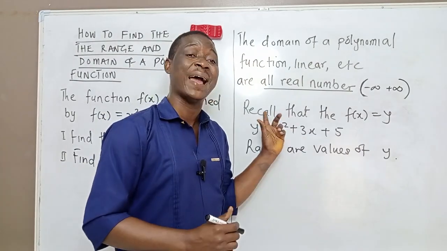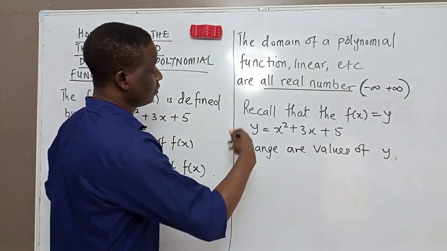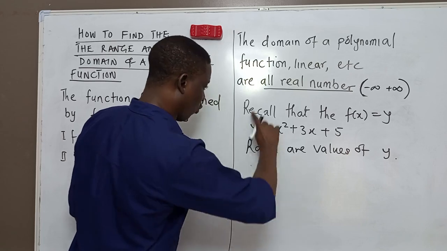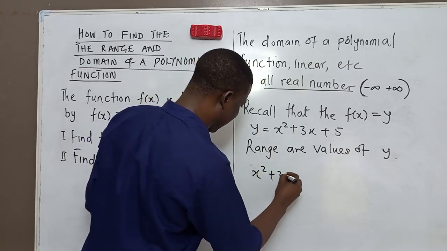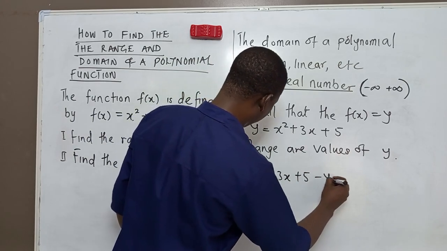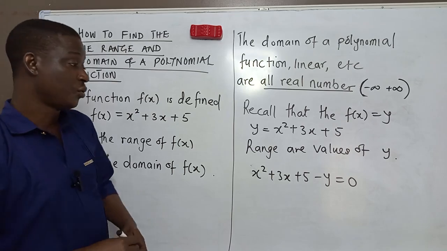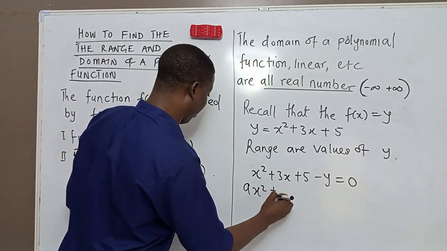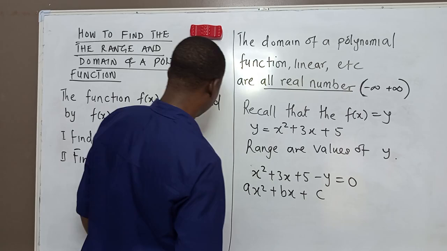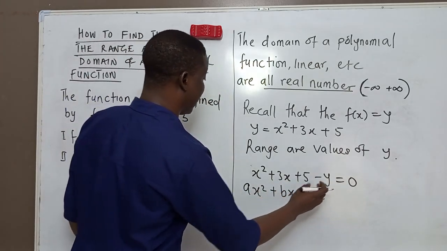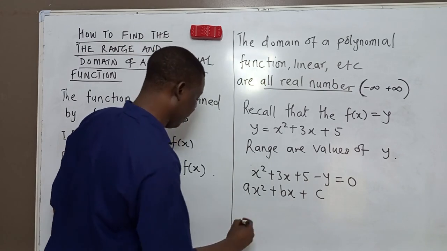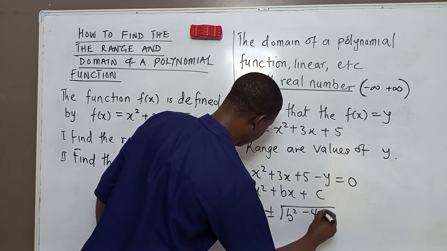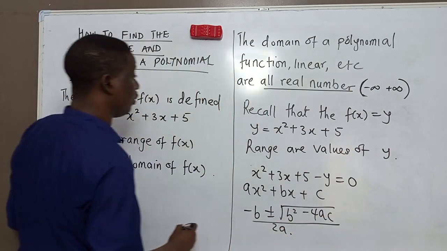So how do we make y the subject of formula here? Simply, let's take y to the other side. We're going to have x squared plus 3x plus 5 minus y equal to 0. If you do it like that, what does that mean? It means that we compare with ax squared plus bx plus c. In this case, our 5 minus y will be our c. So we're using this formula, all over 2a. That's what we want to use.